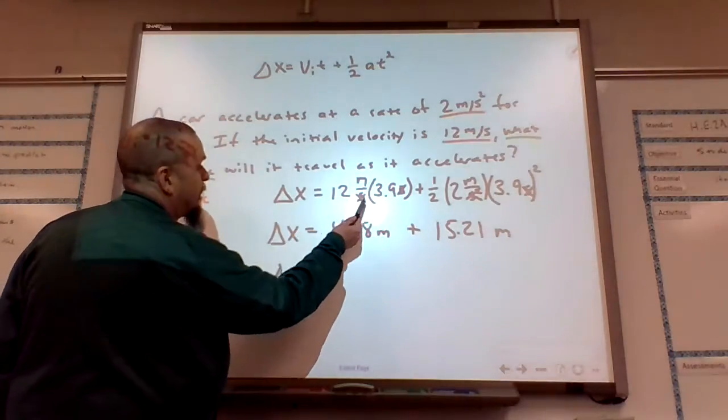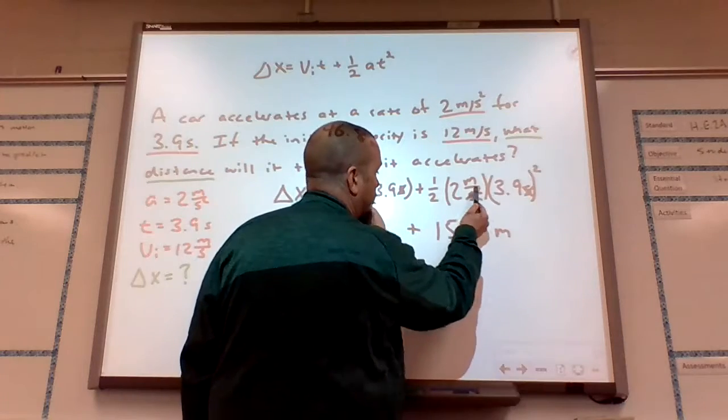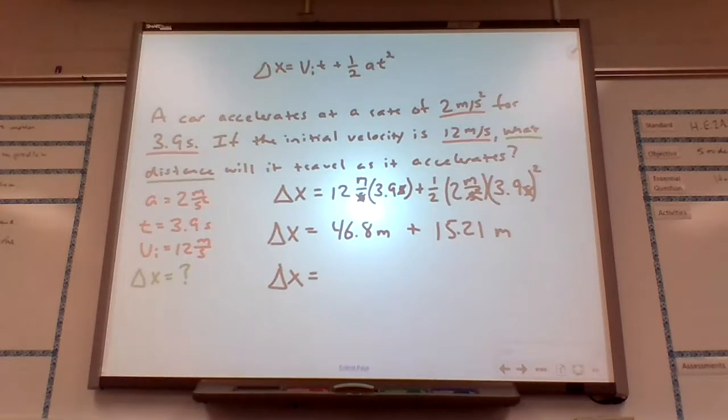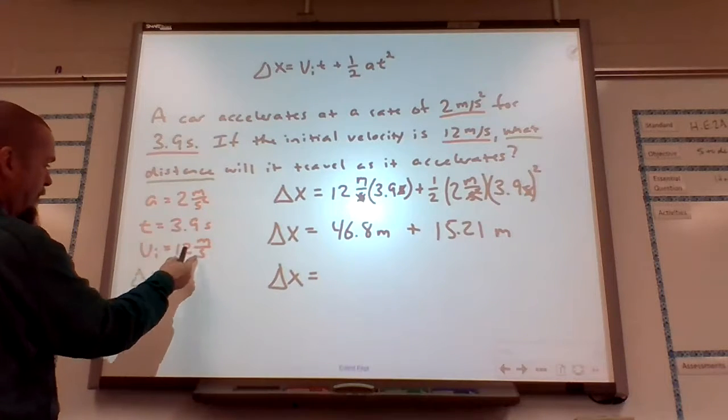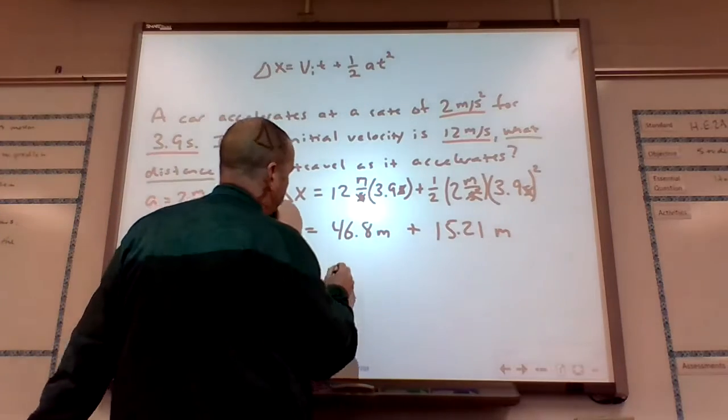The seconds here can cancel the seconds in the velocity, and then the seconds squared can cancel the seconds squared in my acceleration. All those time units have to be the same, seconds, seconds, seconds, so the unit cancellation can occur. If they're not all the same, then your unit cancellation won't work out somewhere, and you won't have a correct unit for your answer. So adding these two together is 62.01.